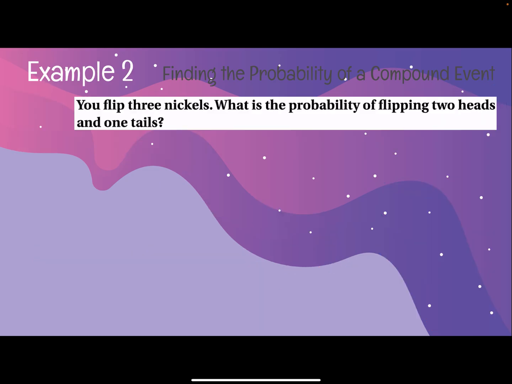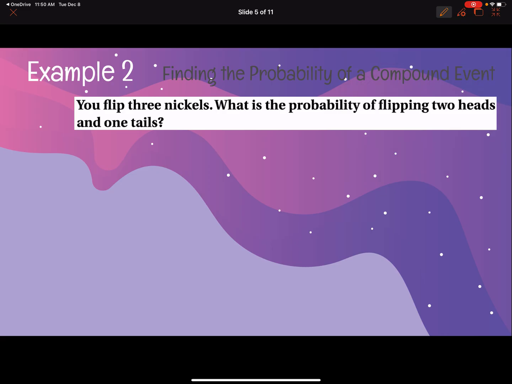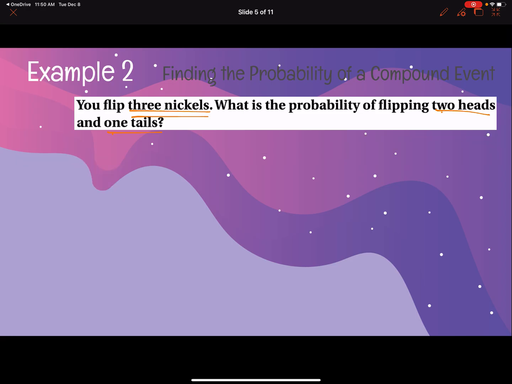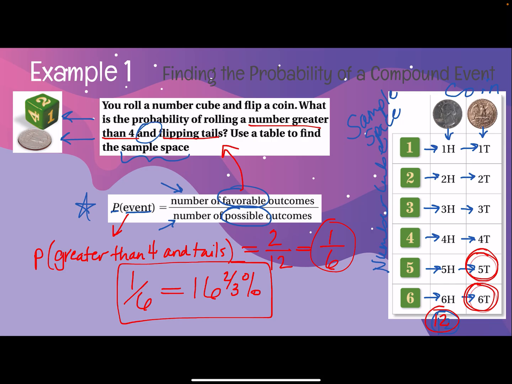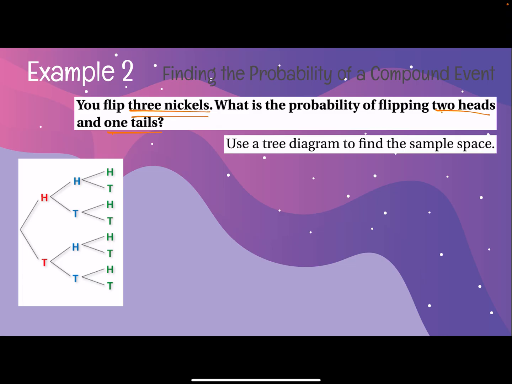Okay, example 2. Finding the probability of a compound event. So now we're going to talk about something that's occurring more than once here. You flip 3 nickels. What is the probability of flipping 2 heads? So we want 2 heads and 1 tail. Now, we're going to set up a tree diagram to find the sample space. In the previous slide, they used just a basic table to find the sample space. This example is going to use a tree diagram, another option you have to find the sample space.